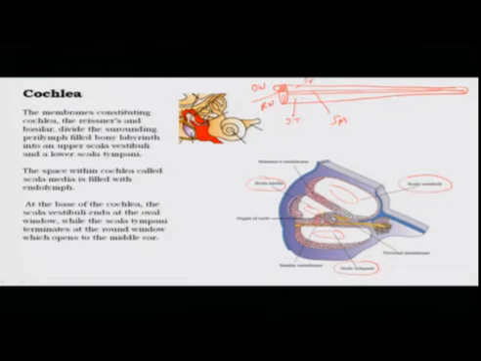So, there are two membranes which actually divide this entire space into three compartments. One is called the Reissner's membrane and the other is called the basilar membrane. The basilar membrane is this part which lies at the bottom of the scala media, and this is the important part that we are going to discuss in the next slides. This is again filled with a fluid which is called the endolymph. Now, what happens we will discuss in the next slide.